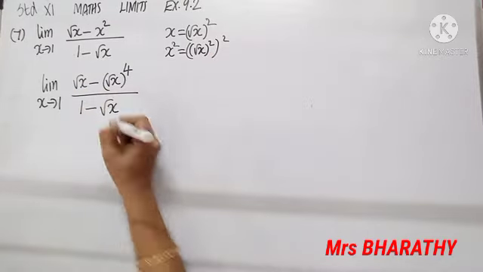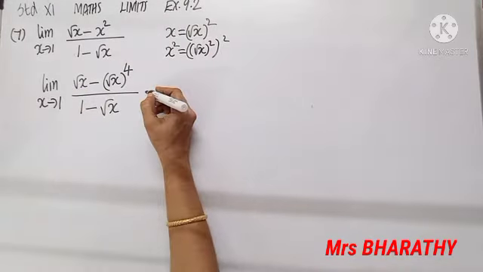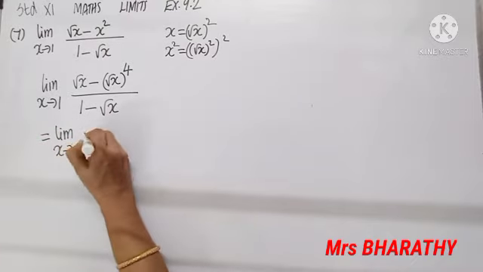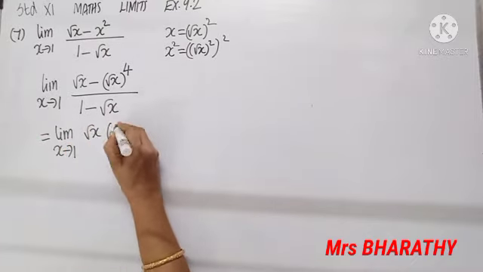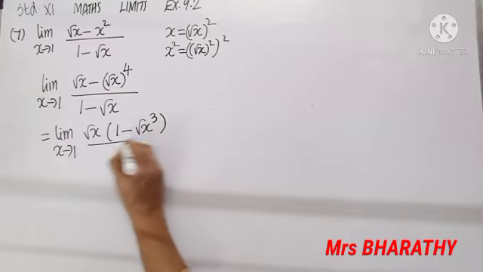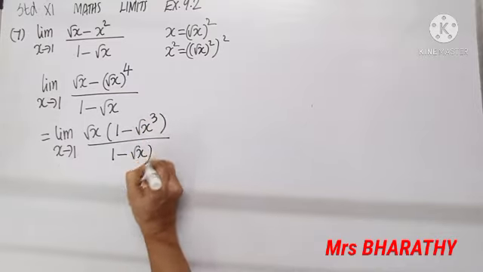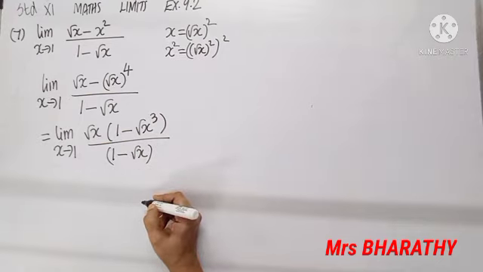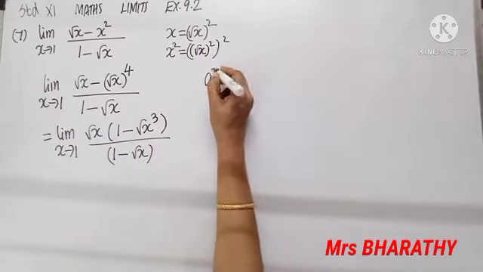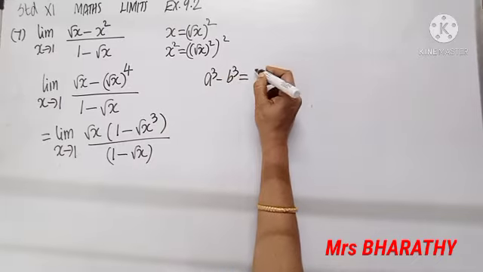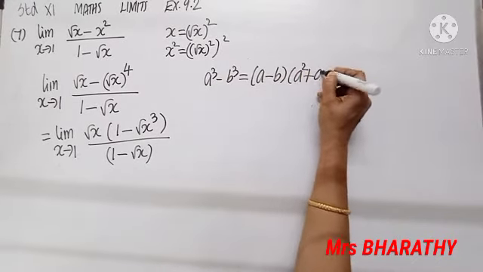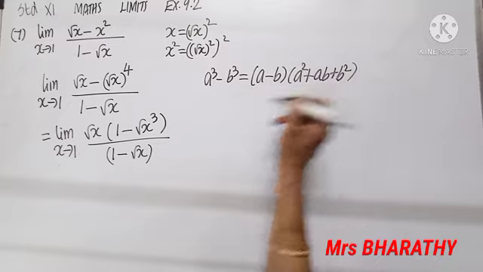Denominator, I have 1 minus root x. The next step, I can take root x as common in the numerator. That is 1 minus root x cube. Denominator 1 minus root x. As we see, I can write a cube minus b cube. The algebraic formula, that is a minus b into a square plus ab plus b square.